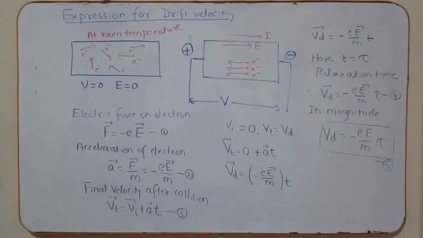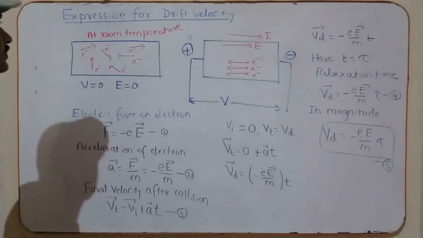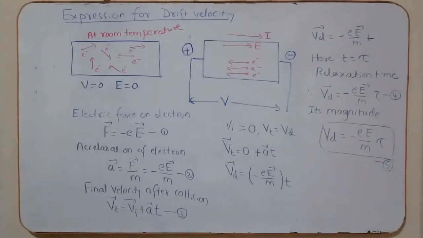Good evening, my dear students. Now in this video clip I want to explain a very important derivation, that is the expression for drift velocity. The two important definitions in this derivation are drift velocity and relaxation time. Now see here, it is a conductor of certain length.